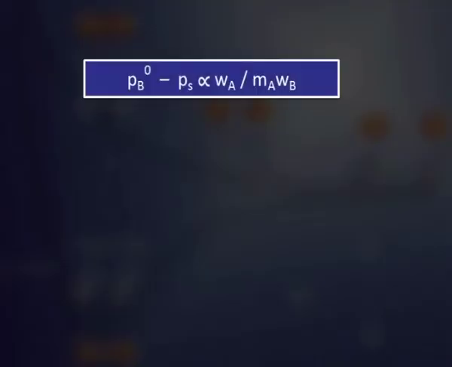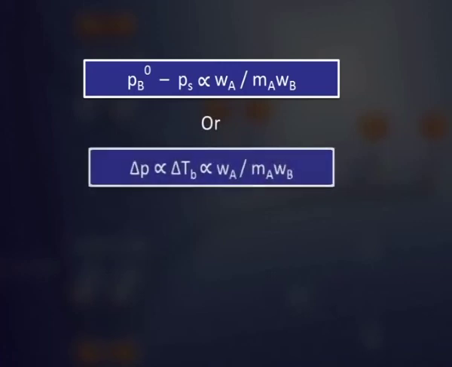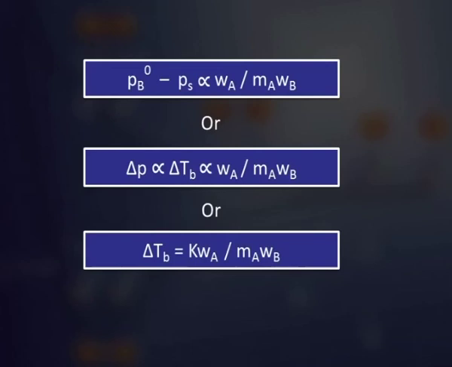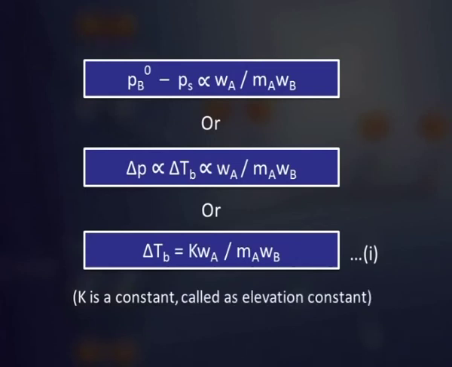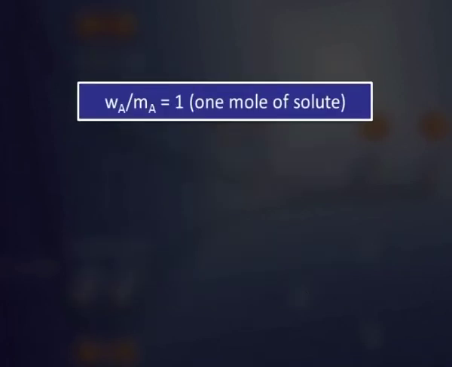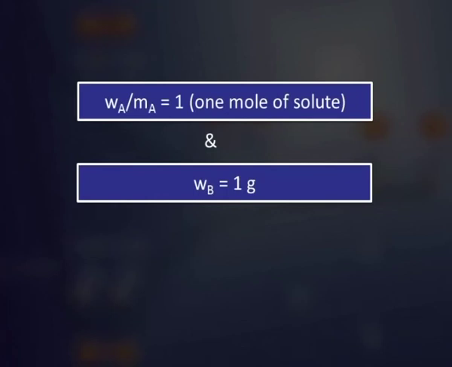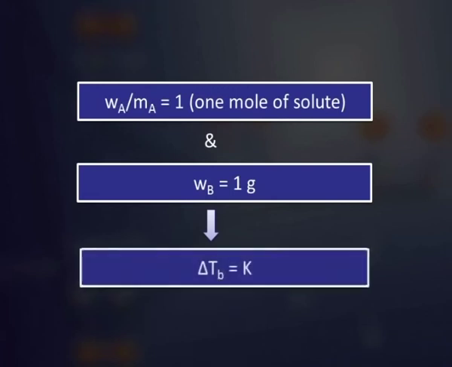Therefore, we have P naught B minus Ps, which is directly proportional to Wa upon MaWb, or delta P is directly proportional to delta Tb, which is again directly proportional to Wa upon MaWb. Here delta P is the decrease in vapor pressure and delta Tb is the increase in boiling point. We can have another equation, delta Tb equal to K Wa upon Ma into Wb. Here K is the proportionality constant and is known as the elevation constant. If 1 mole of solute has been taken, that is Wa upon Ma is equal to 1, in 1 gram of the solvent, then Wb will be equal to 1. Therefore, delta Tb will be equal to K.